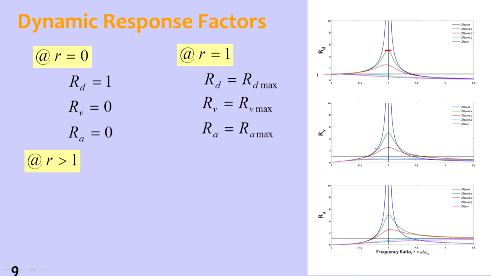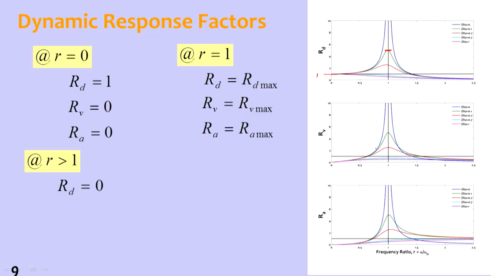And when the R value is much greater than 1, so that means R is say 10, 20, something like that, what happens is Rd goes to 0, you can see here. So at larger values Rd goes to 0 and Rv also goes to 0, and then Ra is equal to 1. So we can clearly see that at lower values Rd is sensitive, at higher values of frequency ratio Ra is sensitive, and at resonating frequencies Rv is sensitive.